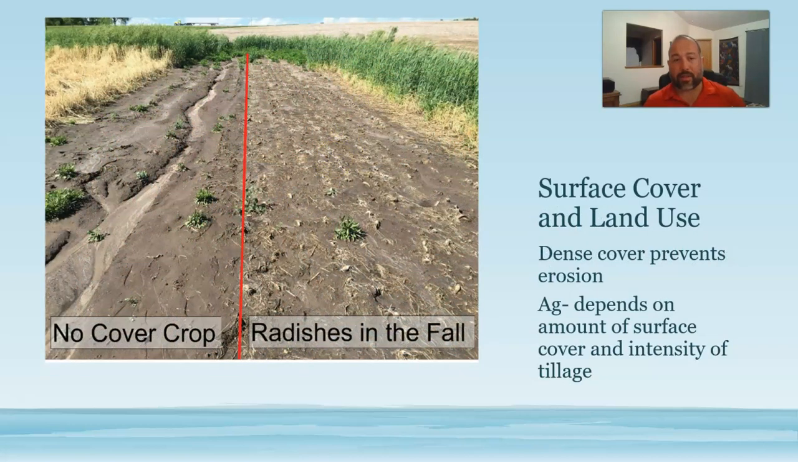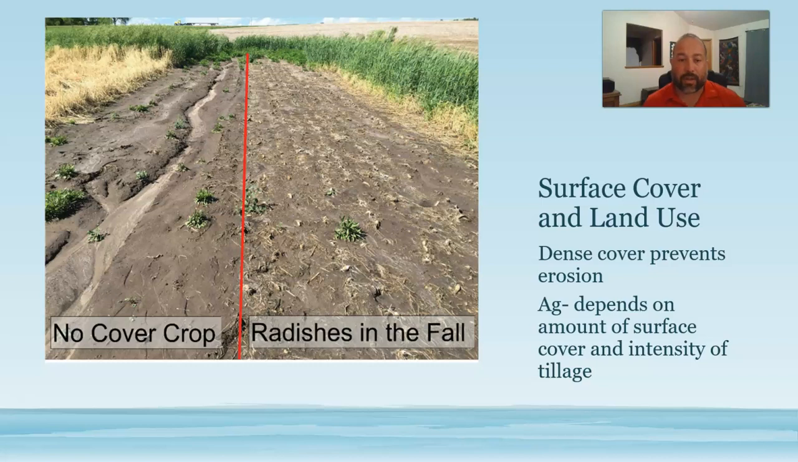And then when it comes to surface cover and land use, we can kind of group those together. The big deal that really comes into play with soil erosion is just cover, and dense cover will prevent erosion. But when we're thinking about agriculture, or some of our uses of the land, we're not going to get dense cover of the land. And so when we're thinking specifically about ag, it's going to depend on the amount of surface cover and the intensity of tillage that you do.